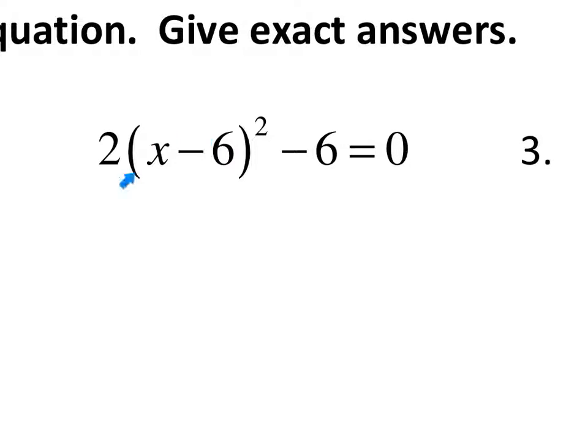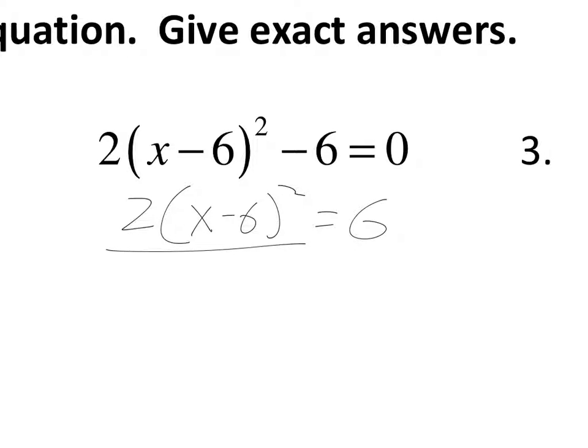It's tempting to go ahead on this one, number 2, and square this out, but don't do that. Get this part all by itself, because there's no x's outside the parentheses. Let's add 6 to both sides. Okay, let's get rid of that 2 there. Get the parentheses squared all by itself. So x minus 6 squared equals 3.